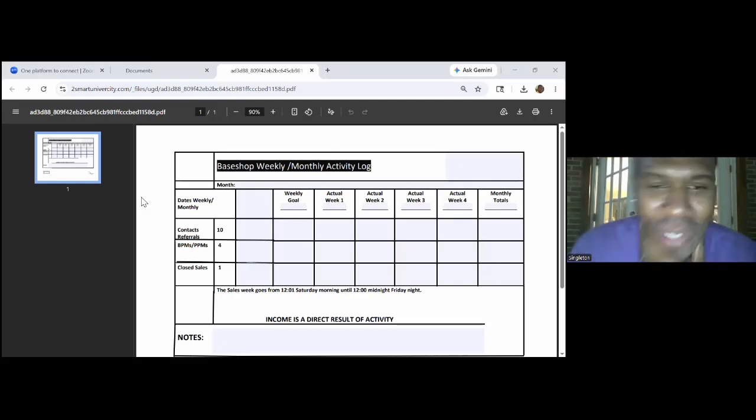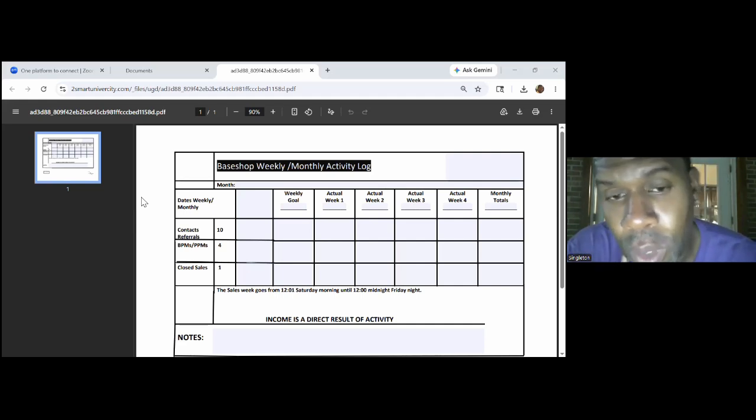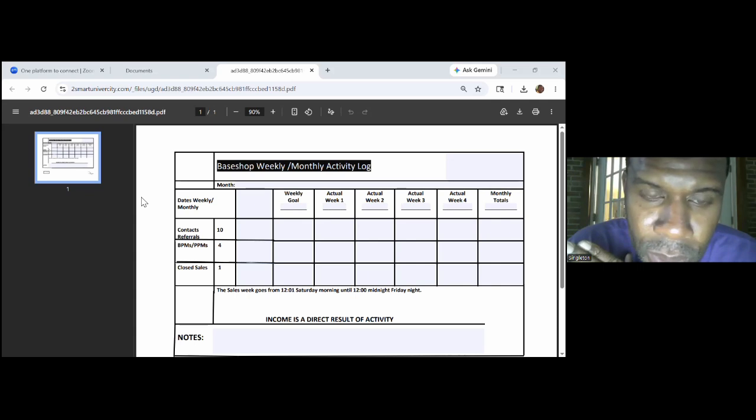Right here we have the activity log to help you keep track of you building your business and the ratios. If you're new, the ratio to get somebody in business is 10-4-1, as you see here. That simply means you need to get 10 names and numbers, not just give somebody a card without getting their number. That doesn't count because you can't follow up with them.